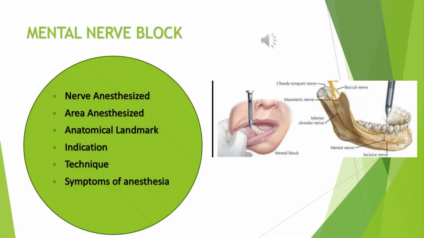So a 1-inch 25 gauge needle should be inserted into the mucobuccal fold after the cheek has been pulled to the buccal side. Tissue is penetrated until the periosteum of the mandible is gently contacted, slightly anterior to the apex of the second bicuspid. Then 0.5 to 1 ml of solution is slowly deposited in this area. Then check for tingling and numbness on the lower lip on the injected side to check the subjective symptoms.